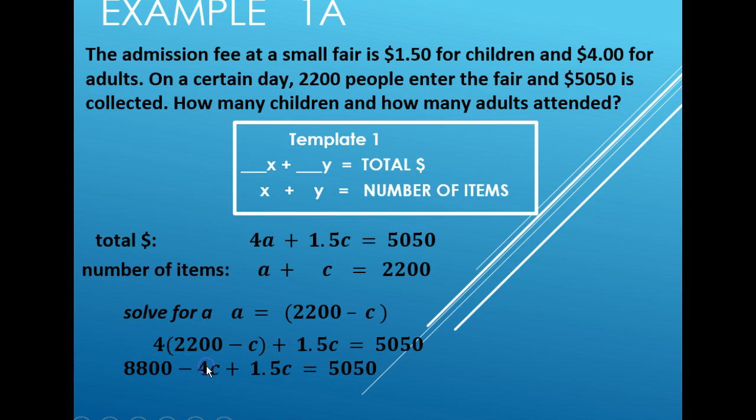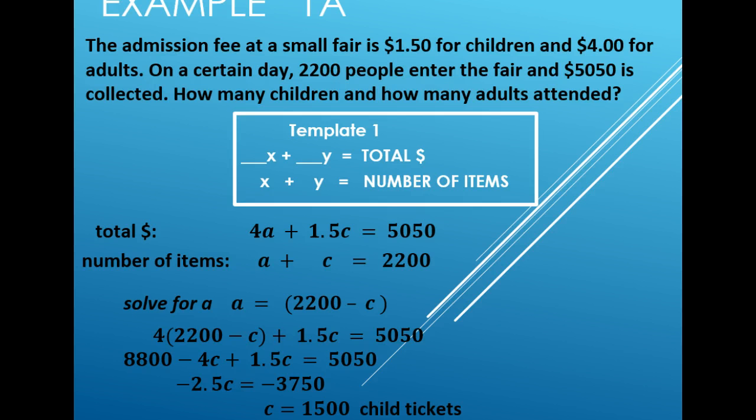Simplifying this, it now only has one variable. We're going to distribute the 4. We get 8,800 minus 4C. Then we're going to combine like terms and subtract 8,800 from both sides. We're going to get negative 2.5C equals negative 3,750. Dividing 3,750 by 2.5, we get 1,500 child tickets. Okay, and that's going to be our answer to children's tickets.